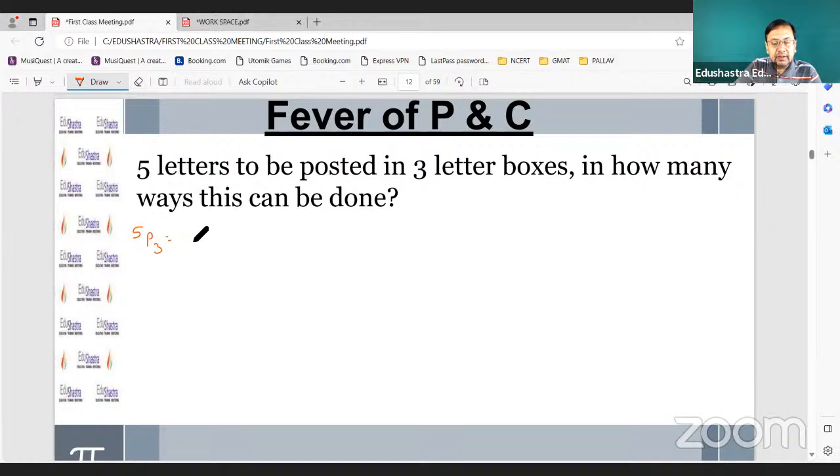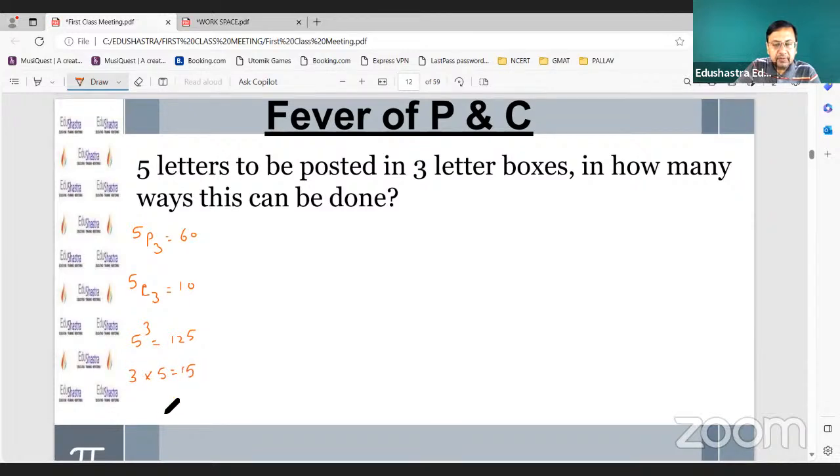5P3. This is coming out to be how much? 60. Right? There are some persons who may be getting 5C3. This is coming out to be how much? 10. Right? There are some more persons who are getting this as 5 raised to the power 3. Right? This is coming out to be 125. There are some more persons who are getting this as 3 into 5.